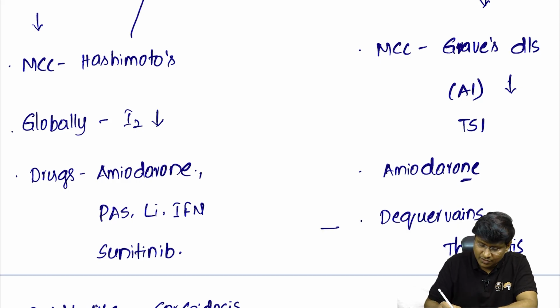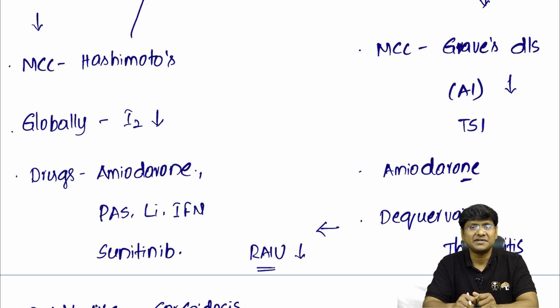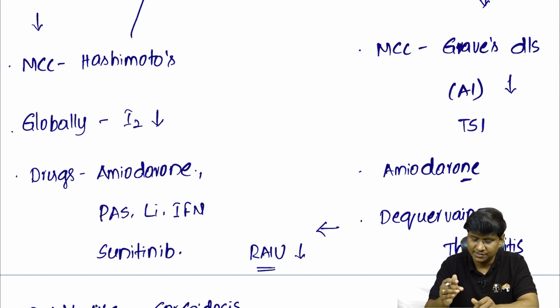And in patients with De Quervain's thyroiditis, when you do radioactive iodine uptake studies, there will be decreased radioactive iodine uptake, and ESR is also elevated. And because it's an inflammatory pathology, you need to give anti-inflammatory drugs in patients with De Quervain's thyroiditis, right?